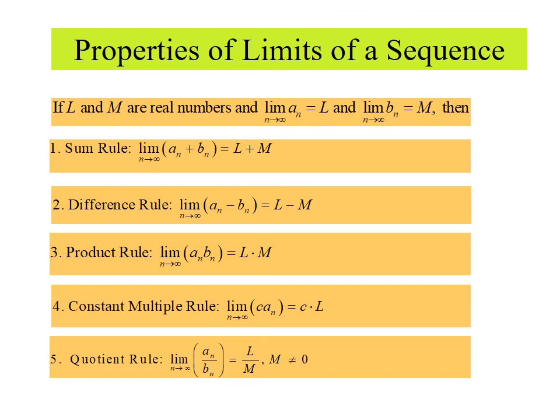And the quotient rule also works here. The limit of a_n over b_n, given that b_n is different from 0, or the limit of b_n as n approaches infinity is different from 0, is equal to L divided by M, given that M is different from 0.